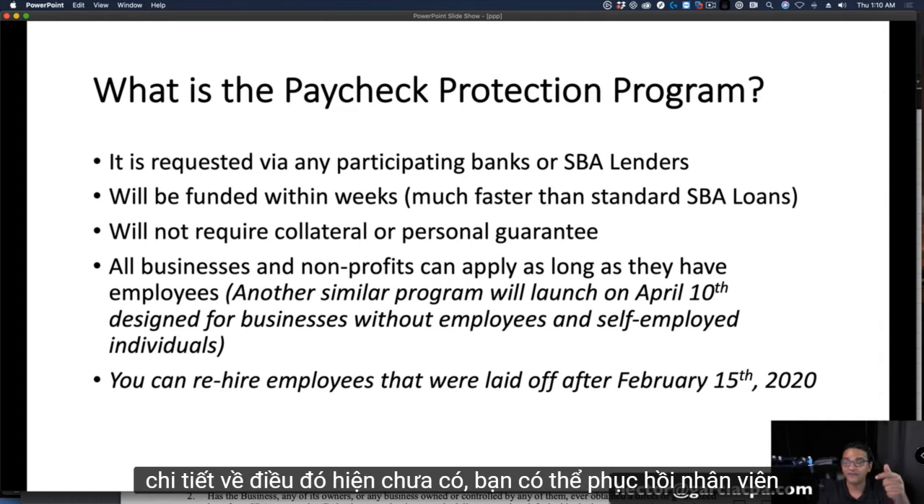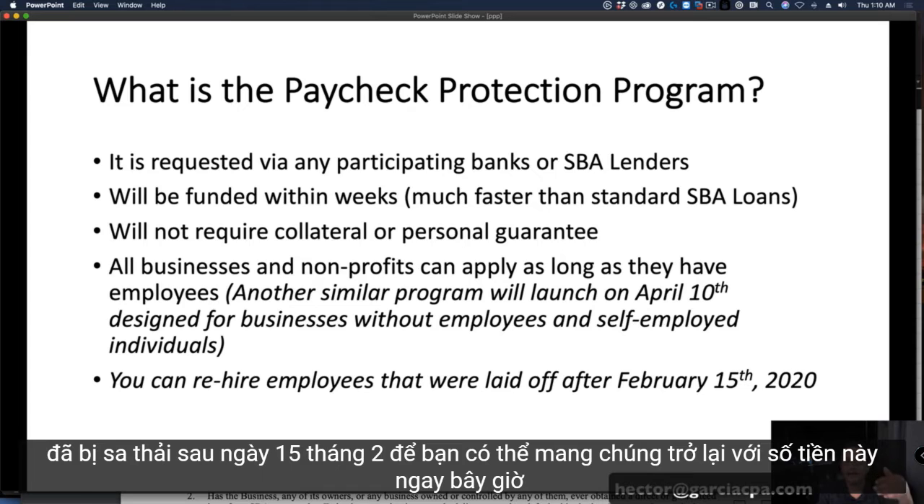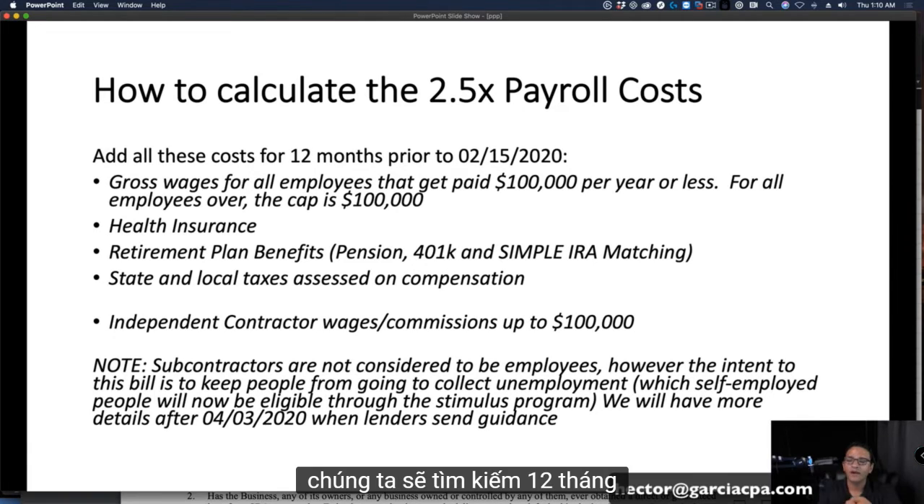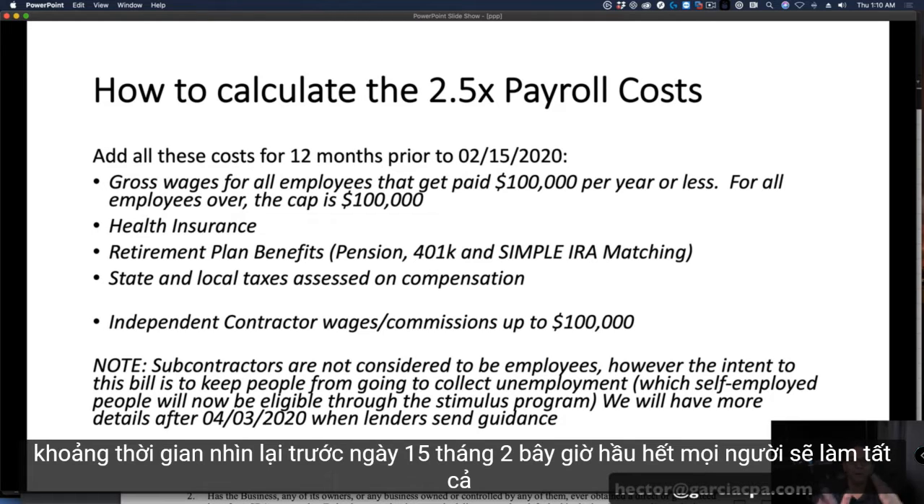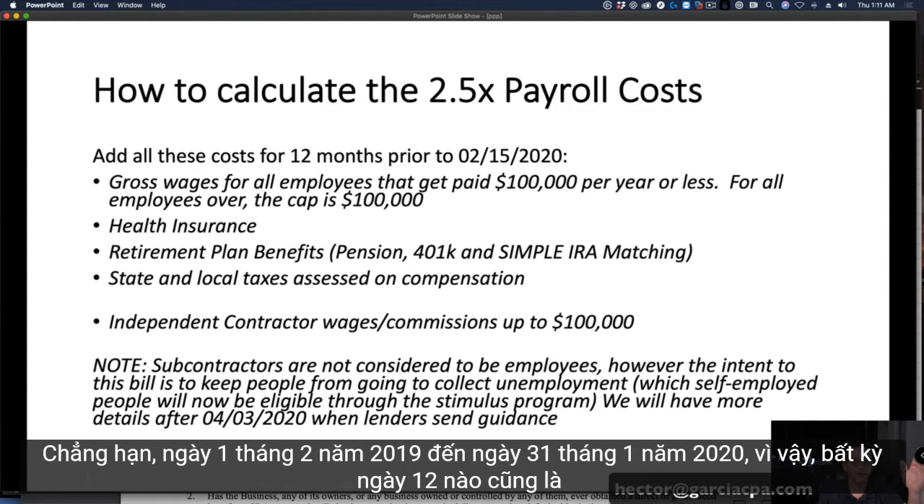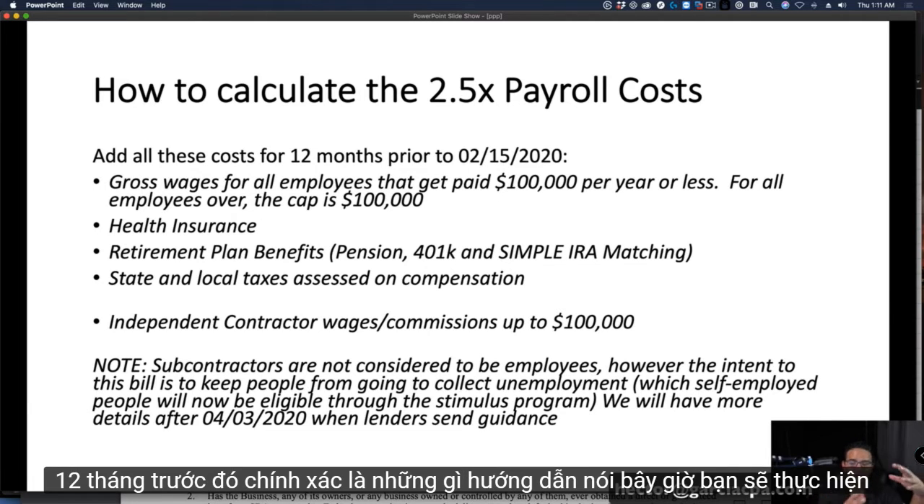Now, you can rehire the employees that were laid off after February 15th, so you can bring them back with this money. Now, how do we calculate this 2.5 times payroll costs? So this is what we're going to do. We're going to look for a 12-month look-back period before February 15th. Now, most people are going to do all of 2019. That's going to be easier and cleaner, but some people may choose to do February 1st, 2019 through January 31st, 2020, for example. So it's any 12, it's the previous 12 months. That's exactly what the guidance says.